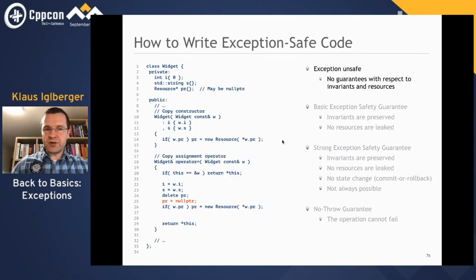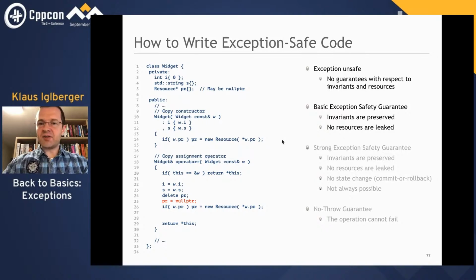I said that it is perfectly okay if the resource pointer is a null pointer. So this is potentially okay, but it might not be the old state, because I've already changed in line 22 the integer and in line 23 the string. Still, this is what we refer to as the basic exception safety guarantee. Essentially it means we are in good shape. Yes, there was a problem, there was an exception, but still we can deal with the problem. We are still in good shape. We have somehow dealt with the problem locally. No resources leaked, invariants are preserved.